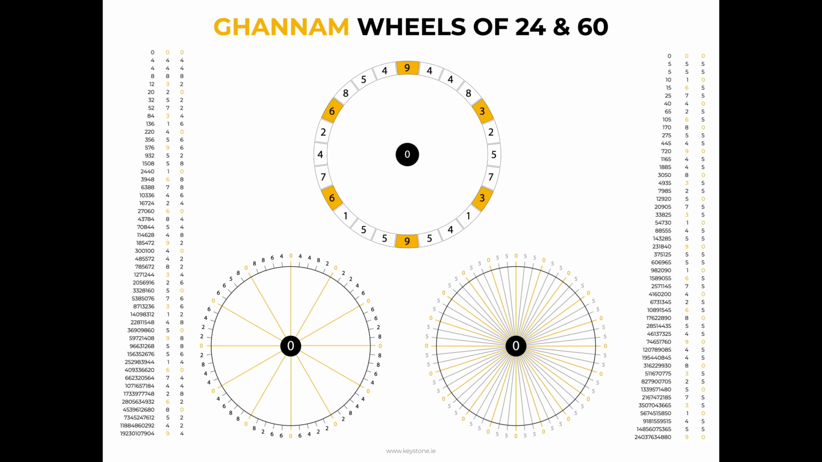We find the identical pattern on a GHANNAM wheel. If we take the root numbers with 04 or 05, we get the identical GHANNAM wheel of 24. If we take the end digits, we have two separate possible wheels. We have this one where 0 occurs 12 times at the 30-degree angles. And we have this one where it occurs every 15 degrees.